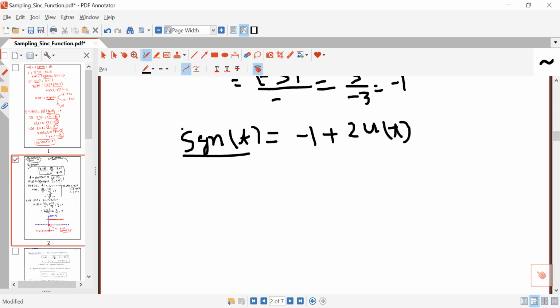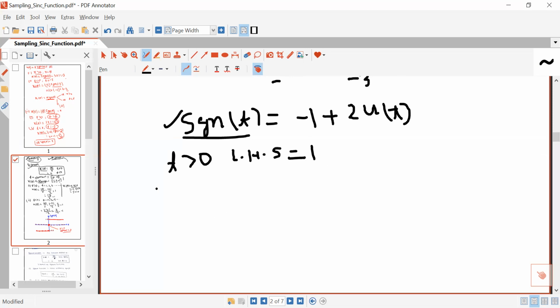You know the characteristic of signum function. For t greater than 0, LHS will be 1. Left hand side will be 1. So now you have to check right hand side. What will be the value of right hand side when t is greater than 0? This will be equal to minus 1 plus 2. And as you know, when t is greater than 0, ut will be 1. So 2 into 1, you will get 1. So in this way, you can see LHS is equal to RHS for t greater than 0.